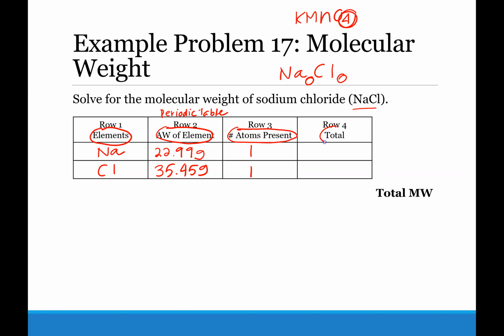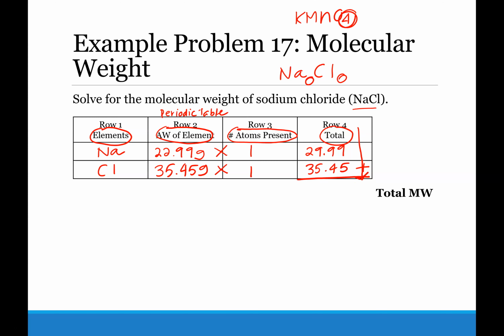And the total here is where you multiply row 2 by row 3. So 22.99 times 1 is 22.99. 35.45 times 1 is 35.45. And then we add up row 4 straight down.